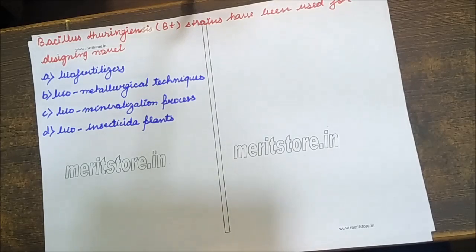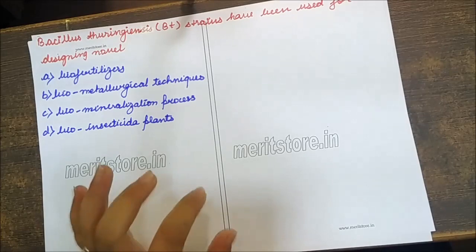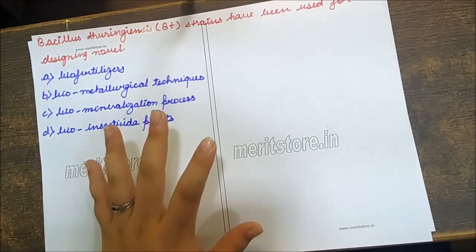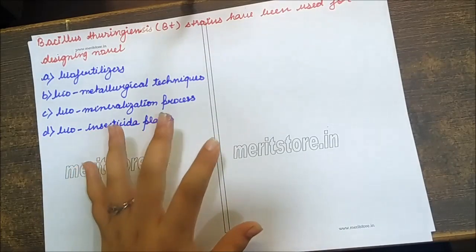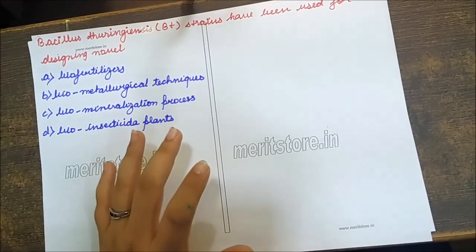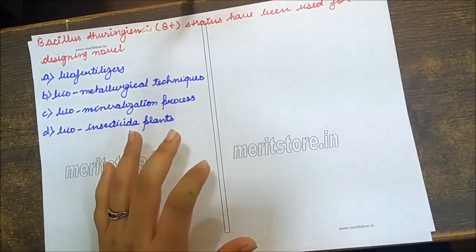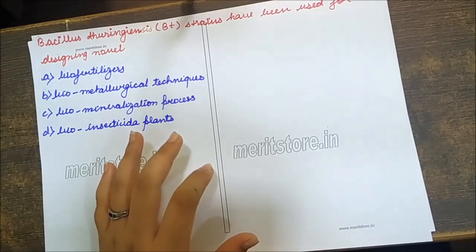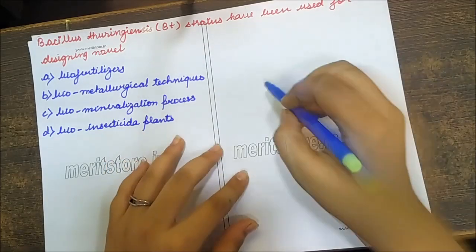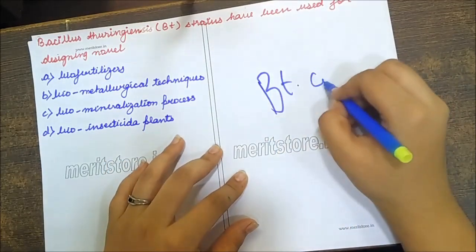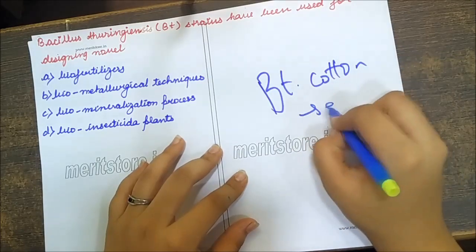Yes, and the answer for this is bioinsecticide plant. Let's know what are bioinsecticides. Bioinsecticides are those biological agents that are used to control harmful insects. Because of development of methods of genetic engineering, B. thuringiensis toxic genes are introduced into plants. Such plants are resistant to attack by insect pests. Bt cotton is one such example.